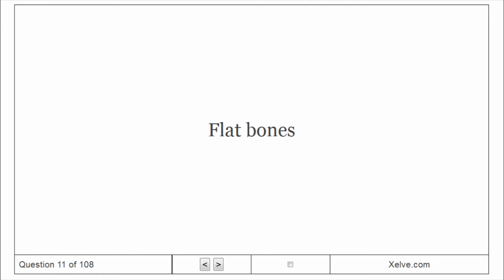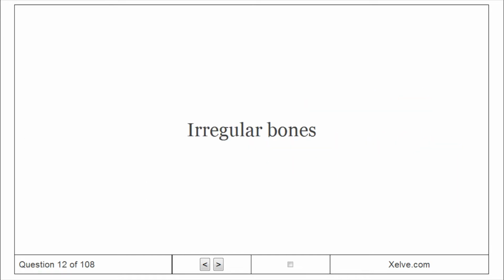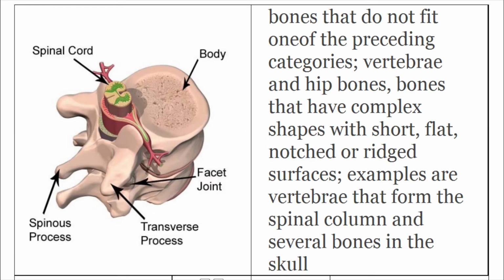Flat bones: thin, flattened, and usually curved; most bones of the skull, ribs, and sternum. Irregular bones: bones that do not fit one of the preceding categories, such as vertebrae and hip bones; bones that have complex shapes with short, flat, notched or ridged surfaces. Examples are vertebrae that form the spinal column and several bones in the skull.